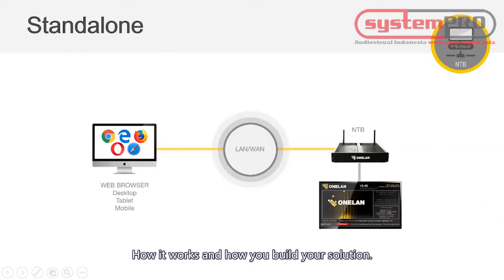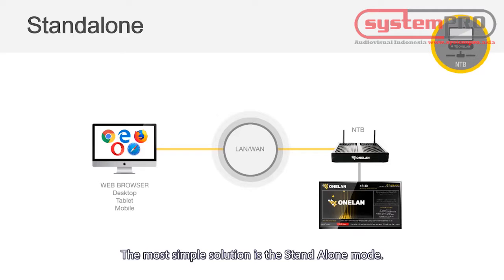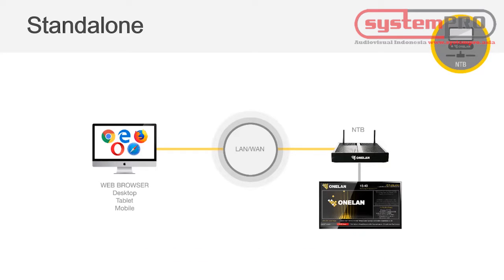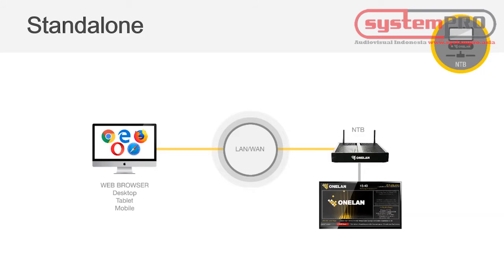So now, how it works and how do you build your solution? The most simple solution is the standalone mode. Just one player or one display. You access directly the player via the network to create your content and to update it. You will do that for small projects with one or very few players.